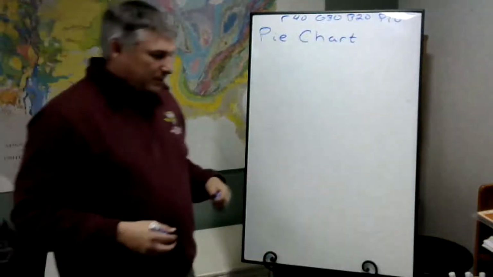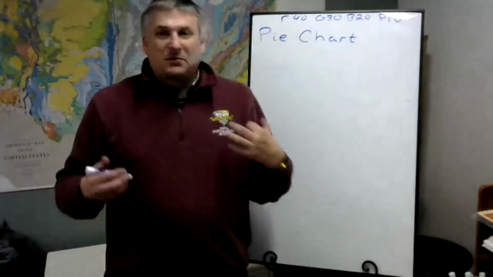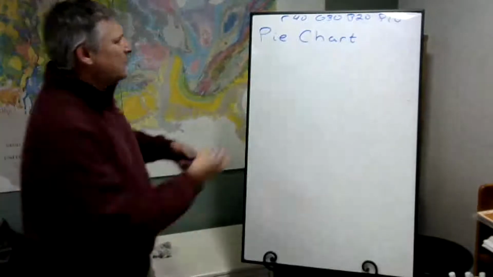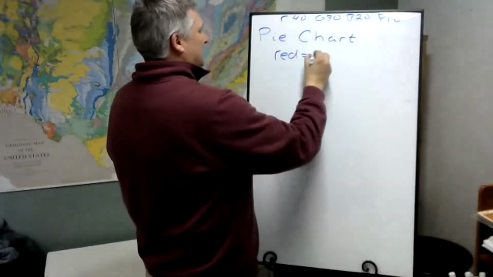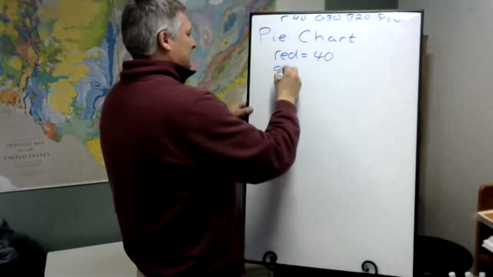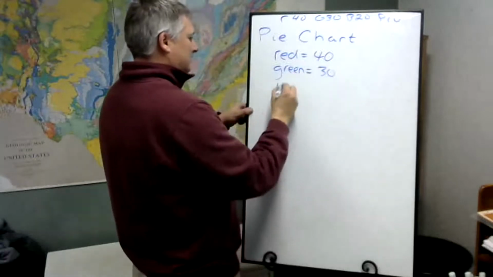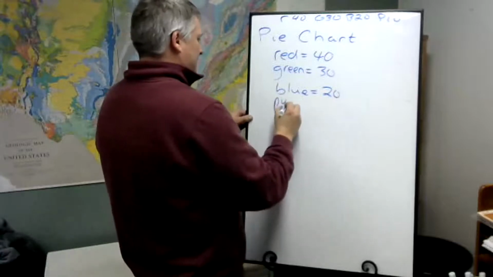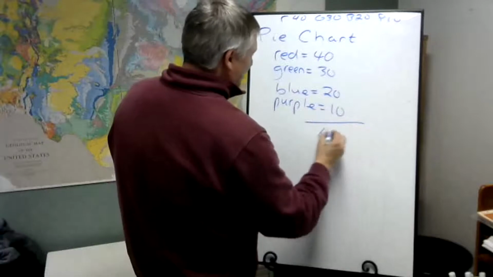So what we do is we arrange this in terms of percents or proportions of a circle, or a pie. Now our total, let's take a look at our cars, and let me write this out so you can see it. So there were 40 cars that were red, green, there were 30, blue was 20, and purple was 10. And then the total comes out to be 100.